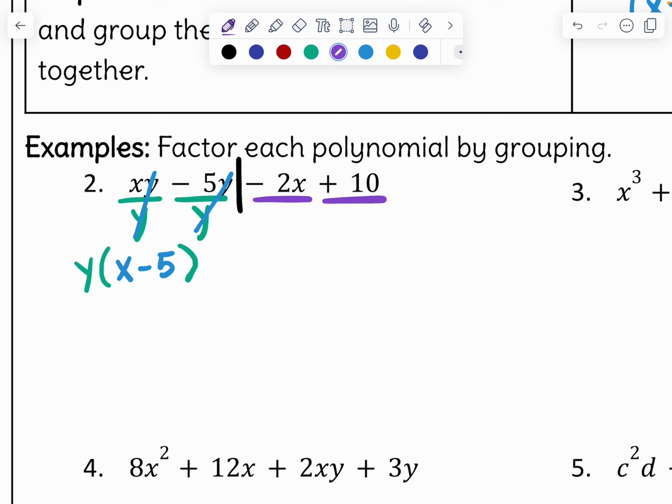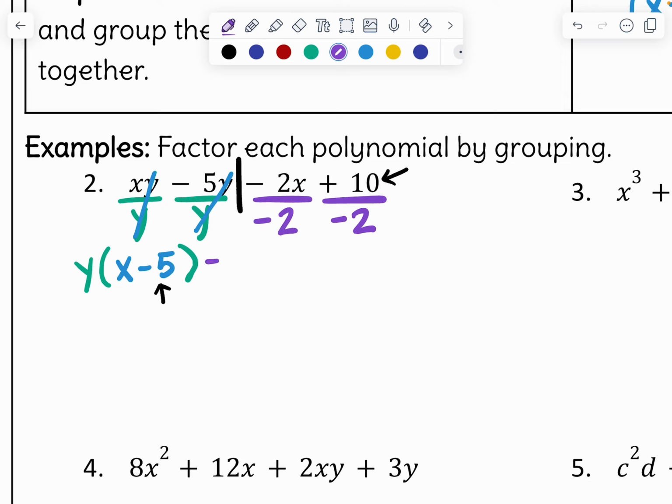Now here's where I'm going to show you a shortcut. Look for the greatest common factor for negative 2 and 10. If that first term is negative, you have to factor out a negative. This will help you always remember to factor out the negative. You're going to take this last term, 10, divided by this term, negative 5. 10 divided by negative 5 is negative 2. Negative 2 is the greatest common factor for negative 2 and 10.